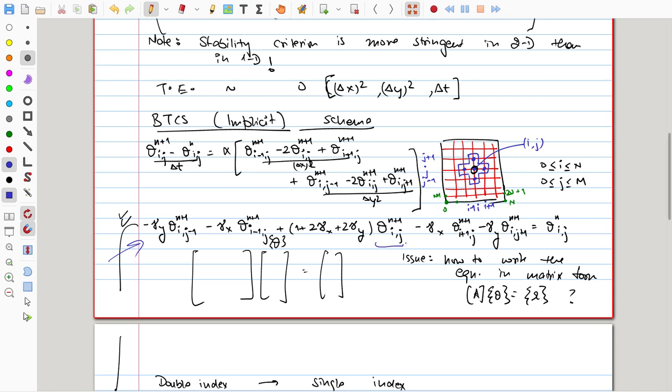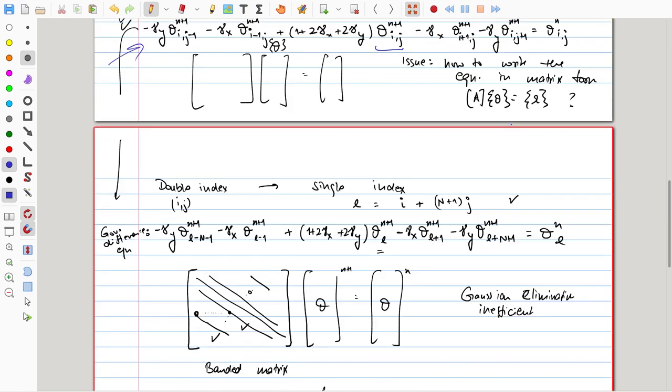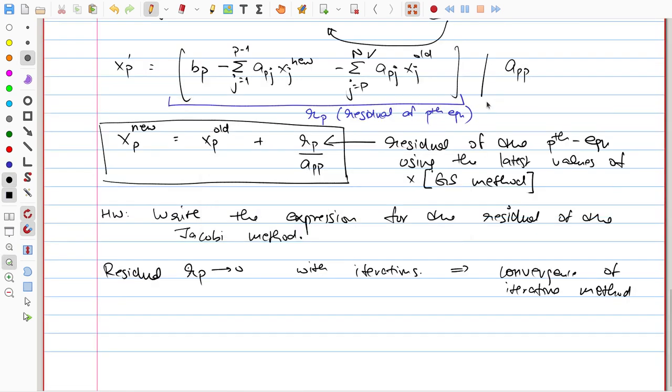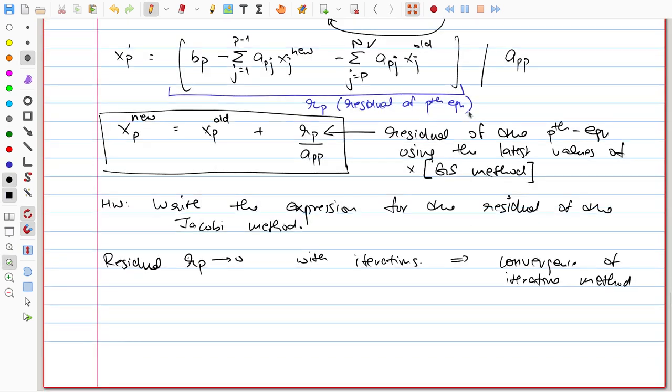So the n plus 1th value has a coefficient 1 plus 2 gamma x plus 2 gamma y, and then the left and bottom, and you had a right and top. So the stencil of the scheme looked like this. It's like a plus. So you have a center term, then you have left, right, bottom and top. On the right hand side you have theta n i comma j. So we will be using the same indexing and then use the iterative technique to solve this equation.